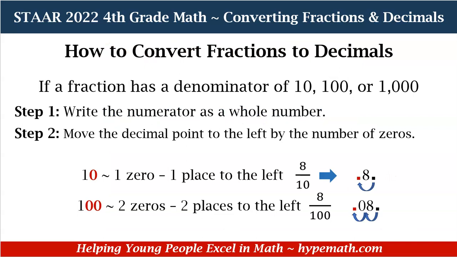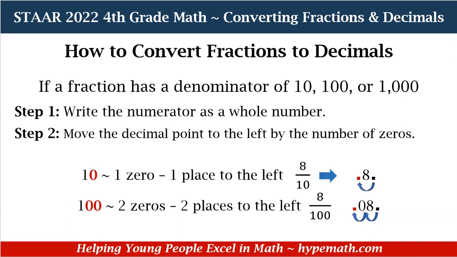Let's talk about how to convert fractions to decimals. If a fraction has a denominator of 10, 100, or 1000, these are the steps we should take. Step 1, write the numerator as a whole number. And step 2, move the decimal point to the left by the number of zeros. So let's take a look at our examples.